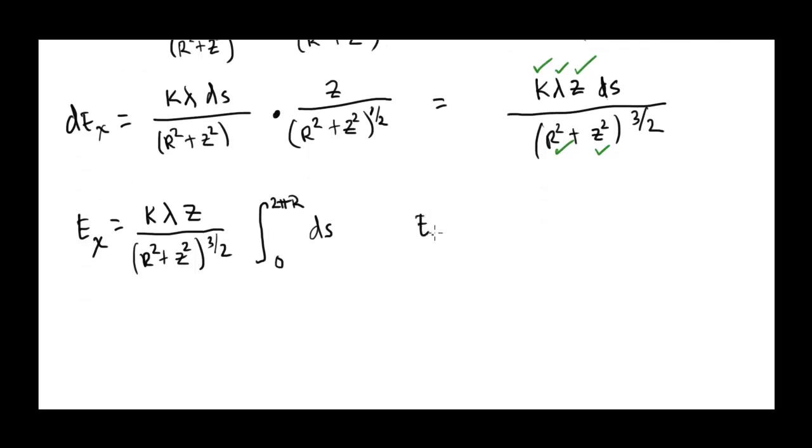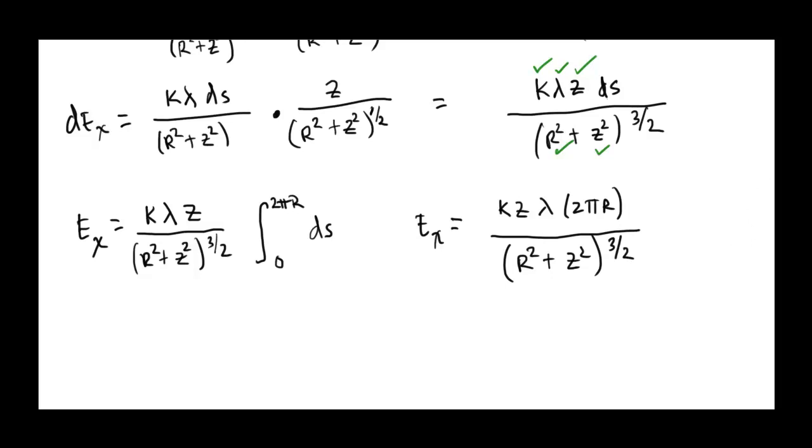I end up with the x component of the electric field is k times lambda. Actually, I'm going to put the z in front of the lambda. K times z times lambda times 2 pi r, right? It's 2 pi r minus 0, which is just 2 pi r, all over r squared plus z squared to the power 3 halves.